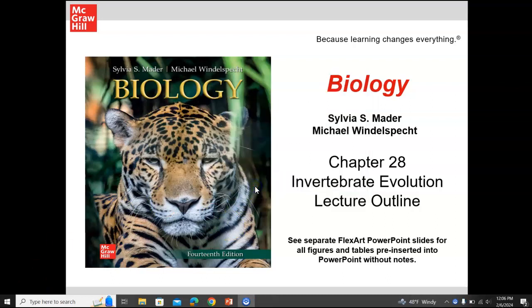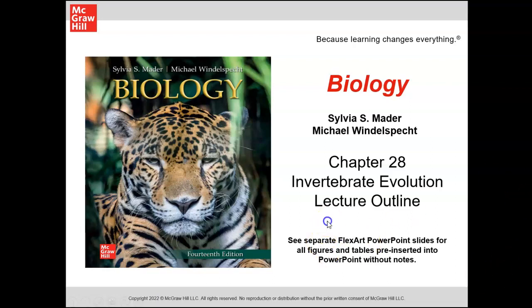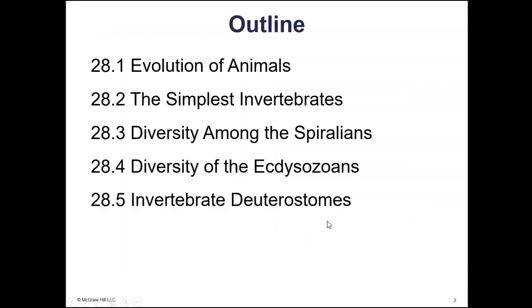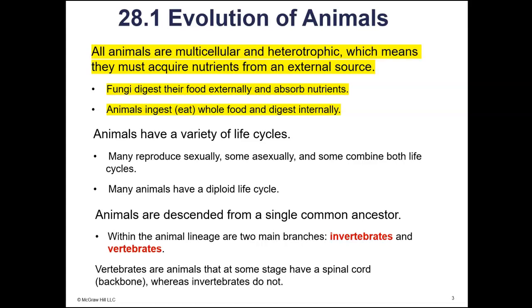These are the lecture notes for Chapter 28 on invertebrates, which are animals without a backbone. In Section 1, there's a little bit of information on the evolution of animals and characteristics that all animals have in common. And then Sections 2, 3, 4, and 5 go through the different types of invertebrates that exist. So we'll divide those up into the different phyla.